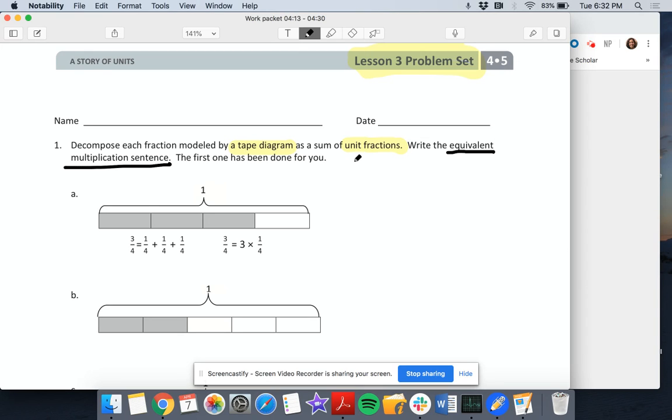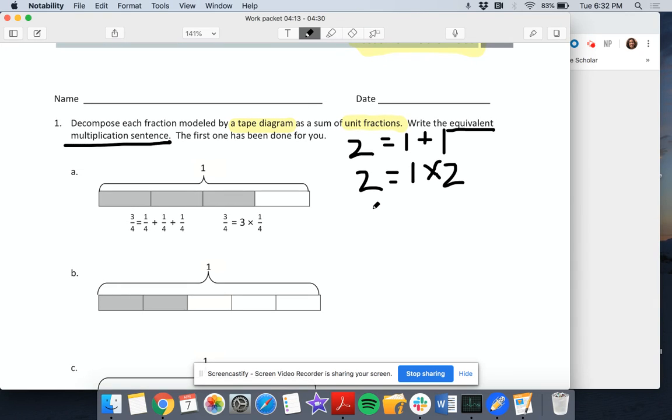So let's say I have the number 2, okay? And let's say I want to create an addition problem, an addition sentence. So 2 is equal to 1 plus 1, right? Totally, 2 is equal to 1 plus 1. But at the same time, we also know that 2 could be equal to 1 times 2, right? Yes, totally.